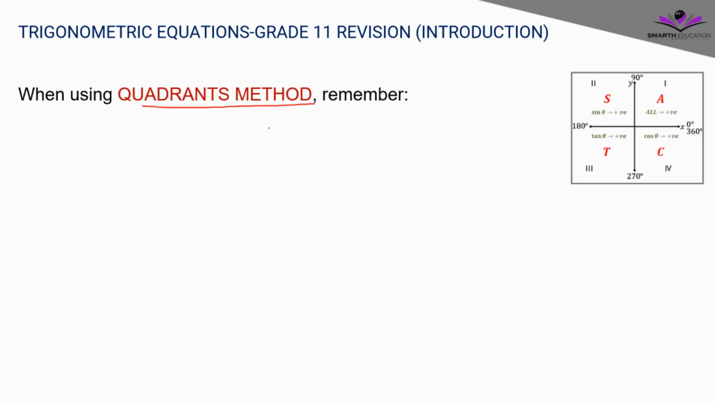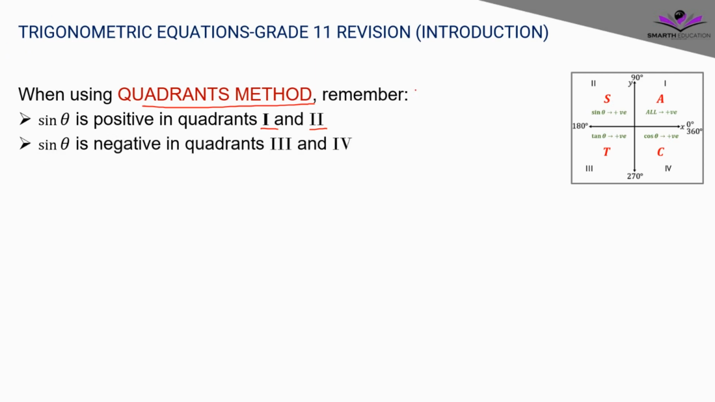We'll be using two methods. I would like to call them one, the quadrants method, and then the other one, the formula method. If you're familiar with the quadrants method, you stick to it. If you're familiar with the formula method, you stick to it. When using the quadrants method, let's start with that. What should you remember? You have to remember that sine theta is positive in quadrant 1 and quadrant 2. Remember the CAST diagram. Sine theta is positive in quadrant 1 and quadrant 2 and negative in quadrant 3 and quadrant 4. It is very, very crucial that you remember this.